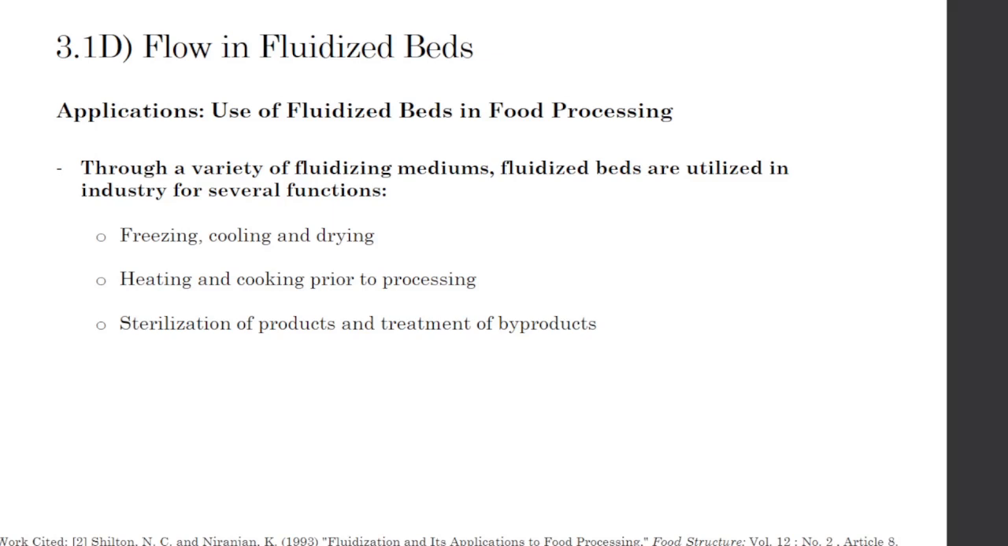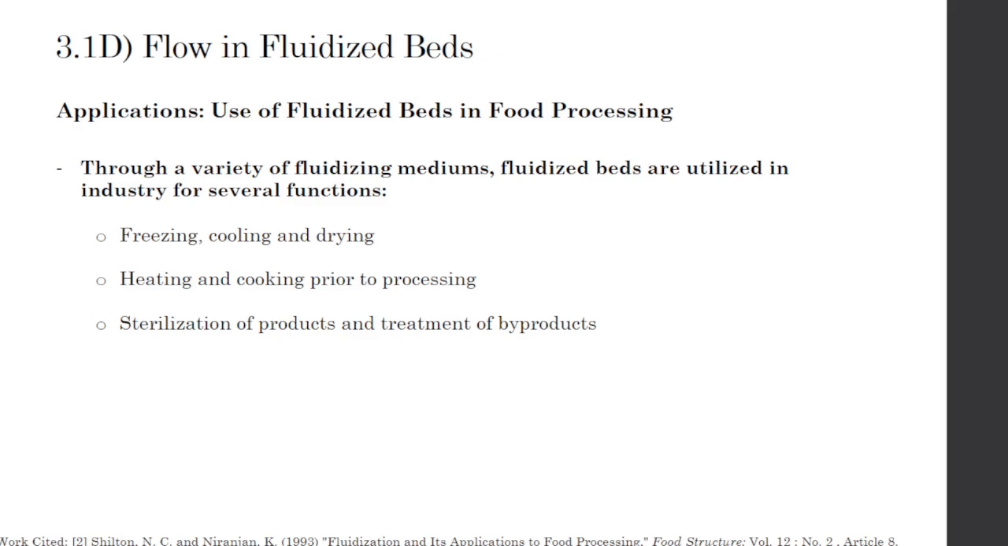But in the Food Structure Journal, N.C. Shilton and K. Naranjan discuss how through a variety of fluidizing mediums, fluidization can be used in the food and beverage industry. So some of these processes include freezing, cooling and drying, heating and cooking prior to processing, and sterilization of products and treatment of byproducts. So many processes in food processing involve rapid transport to the material of interest, which in this case is the food. And since food particles are porous, fluidization is an excellent technique to achieve this rapid transport.